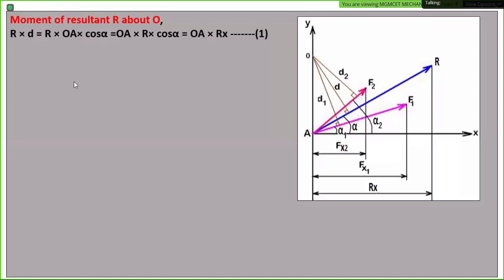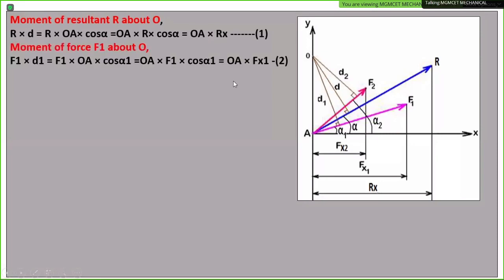ठीक है. So first what I will find out the moment of the resultant. Moment of the resultant R about O क्या होगा? Moment is what? Force into perpendicular distance between the line of action of the force and the point about which the rotation takes place. So rotation किससे हो रहा है? हमने O point consider किया है. How much is the distance between O and the force R? This is nothing but OD. So R into OD. OD I can write as OA cos alpha. So finally I am getting the equation OA into Rx.